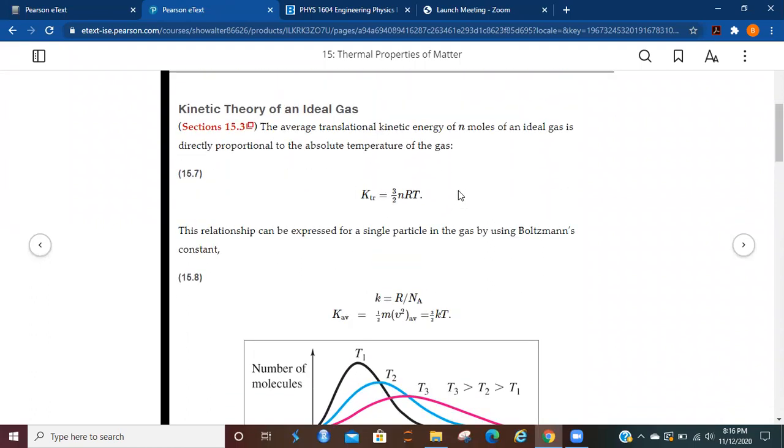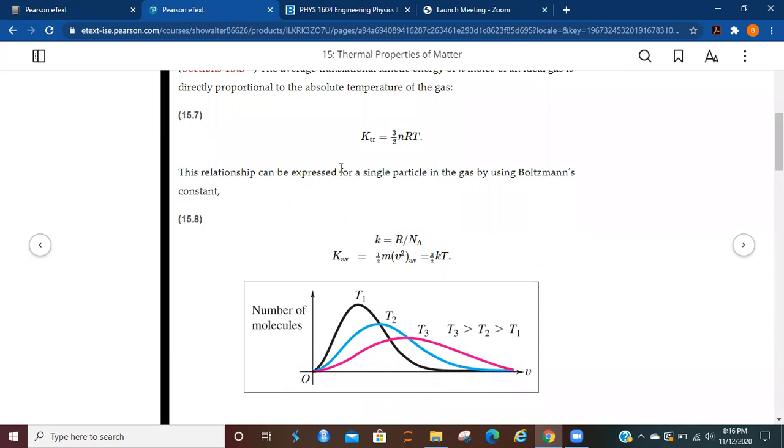The average translational kinetic energy of n moles of an ideal gas is directly proportional to the absolute temperature of the gas. So the average translational kinetic energy, K for kinetic energy, tr for translation, with n moles here, this is what it turns out to be. This relationship can be expressed for a single particle in the gas by using Boltzmann's constant. So if we know this particular relationship, we can put it to use. We can take this, put it up here, and it changes around to be this.